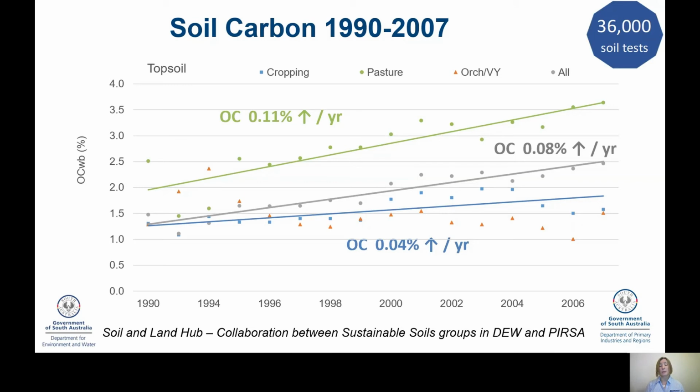Also, I forgot to mention that the orange dots there show the orchard and vineyard. And as you can see, the variability is quite large. This would have a lot to do with the vineyard boom that happened in the late 1990s, and with sampling. We're actually looking at these orchard and vineyard soils in more detail in the next year.